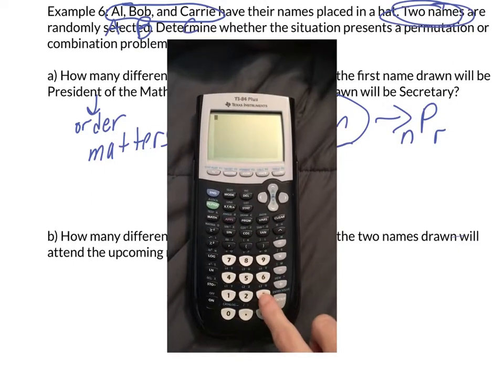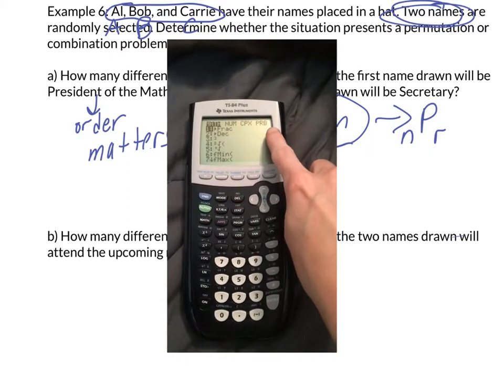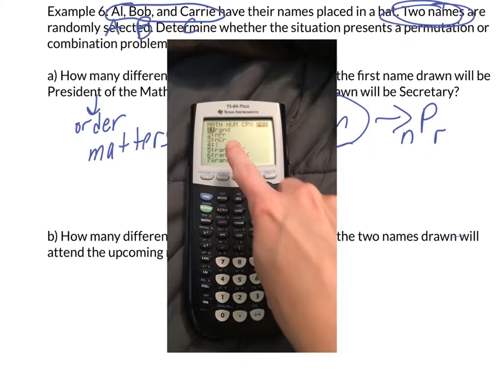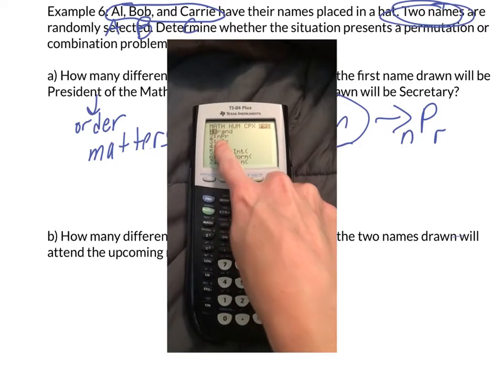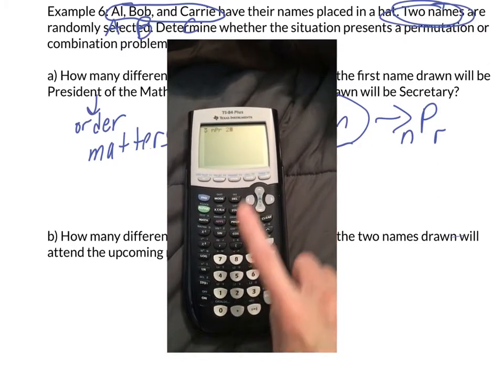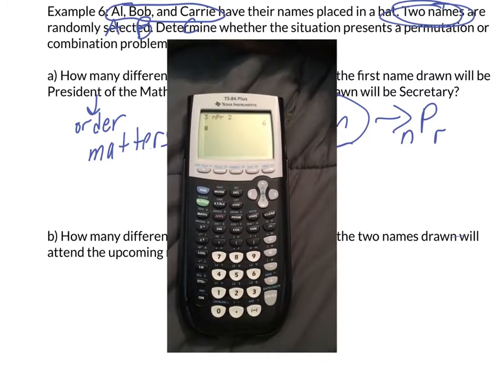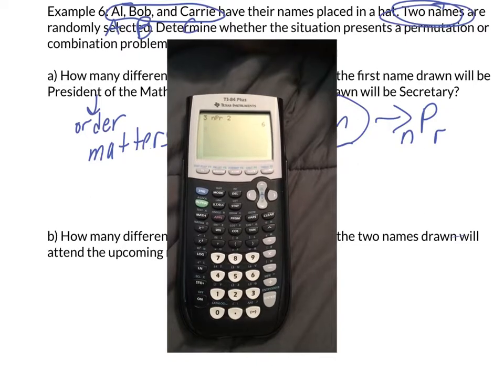So I type in the 3 first, math button, go over to PRB with the left arrow key. NPR is number 2, and it's permutation 2. Enter on the bottom right corner for equals, and bam, there's that answer of 6 that we were anticipating.